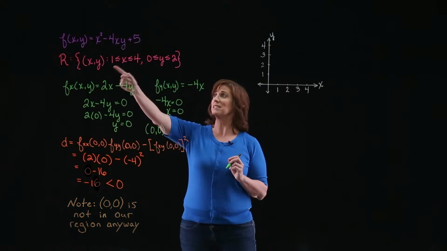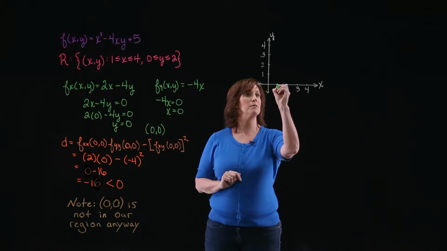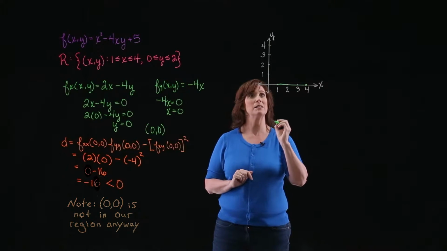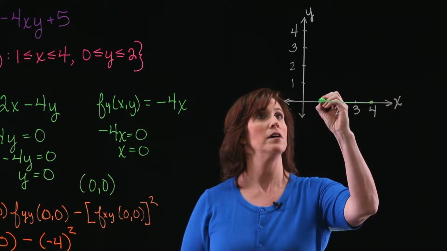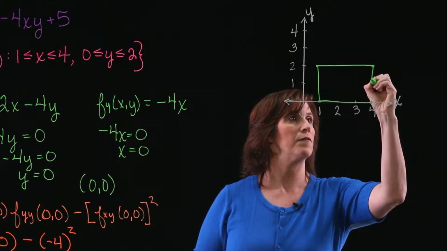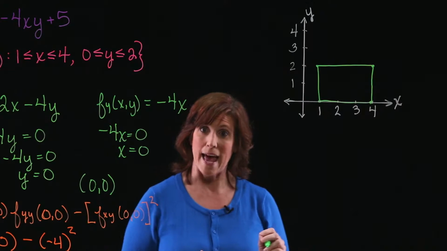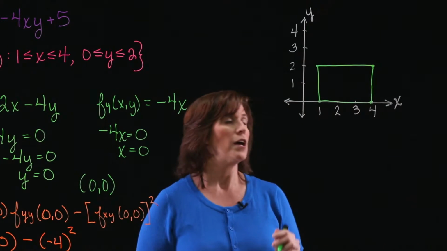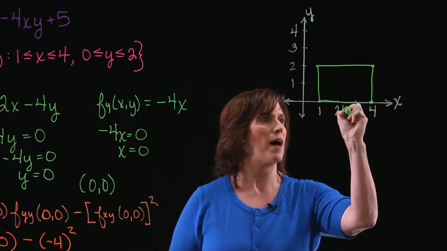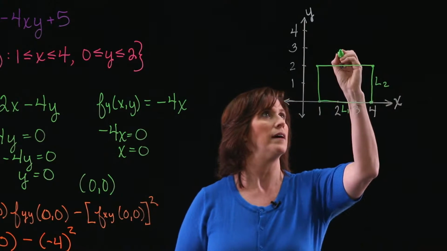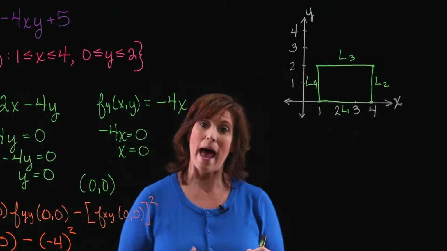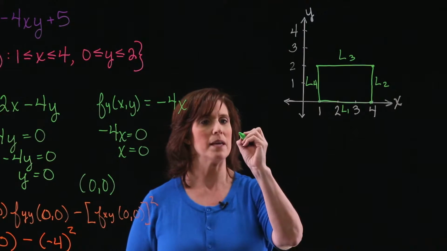I know that x has to be between 1 and 4. I also know that y has to be between 0 and 2. And what I've done, by using that information, I've created a rectangle that will act as my boundaries. So let's go ahead. I'm going to label each of these lines. We're going to call this one L1, L2, L3, and L4. And let's look to see what happens at each of these boundaries. So let's begin with L1.